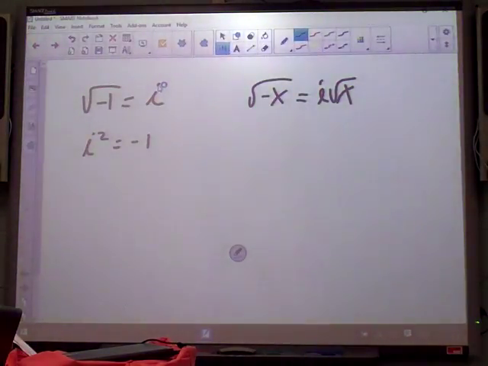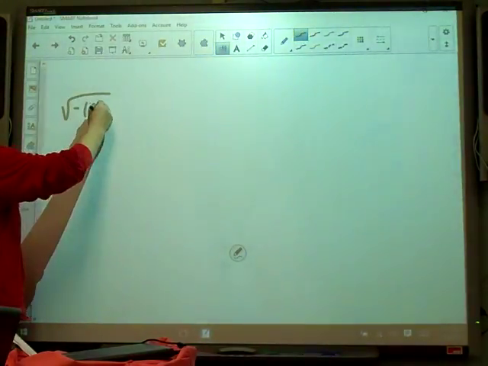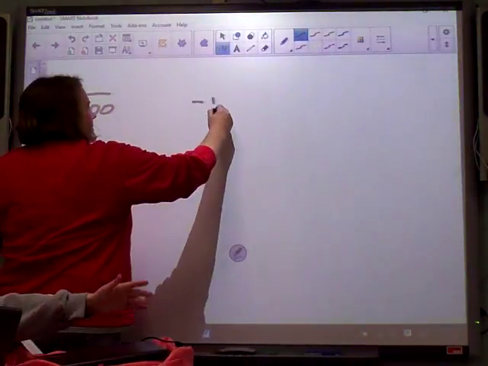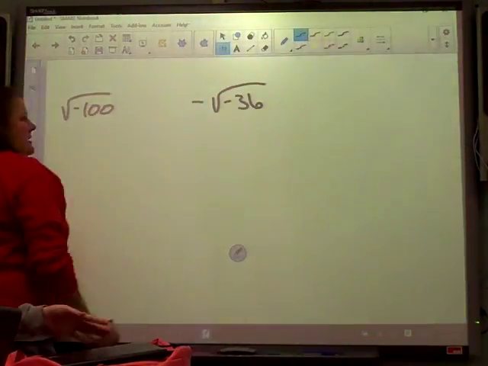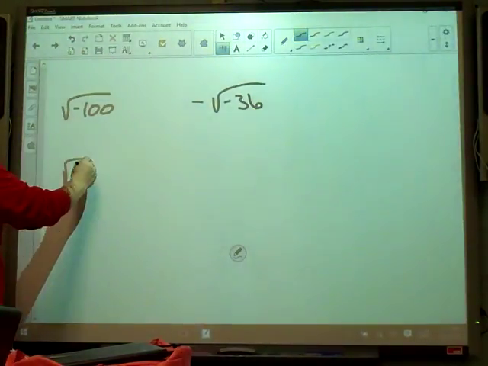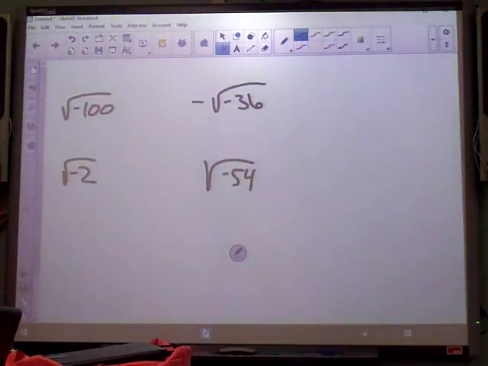Alright, so we'll look at a few of these here to get us started. We got several things to talk about. I got square root of -100. Then I've got negative square root of -36. Y'all be quiet. Square root of -2 and square root of -54. These are the four problems that we're looking at.